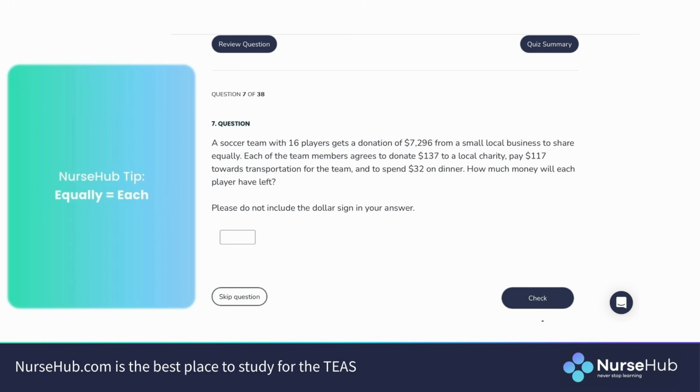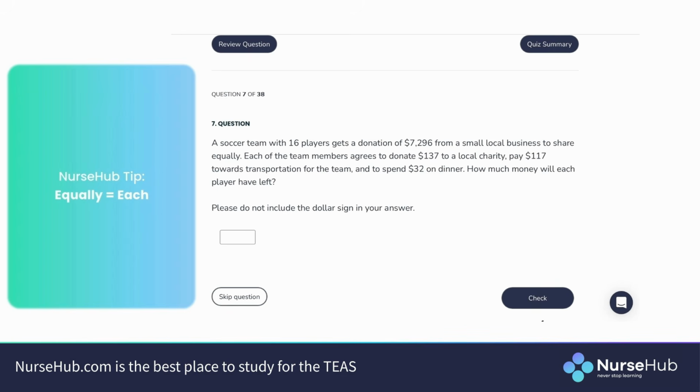Question number 7. A soccer team with 16 players gets a donation of $7,296 from a small local business to share equally. Each of the team members agrees to donate $137 to a local charity, pay $117 towards transportation for the team, and to spend $32 on dinner. How much money will each player have? All right, so let's take this sentence by sentence. But take a second if you need to answer it.